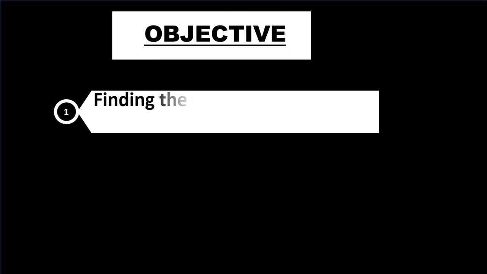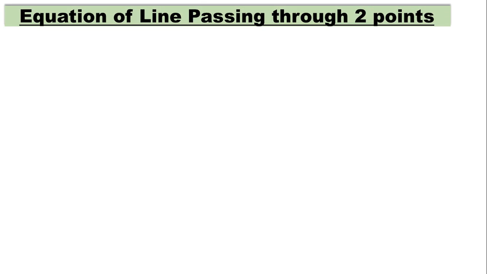Let me introduce you people with the objective of today's lesson. Students, we have to find the equation of a straight line when 2 points lying on it are given, and number 2, its alternative form. So let's begin with objective number 1, equation of the line passing through 2 points.